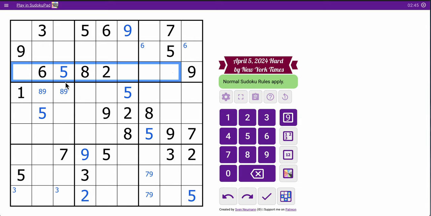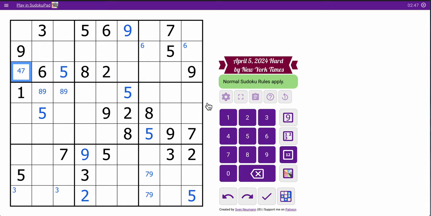2, 5, 6, 8, 9. I need 1, 3, 4, and 7 to fill out row 3. These are from 1, 3, 4, and that's not 3. Let's see. Row 1. 3, 5, 6, 7, 9. I need 1, 2, 4, 8. It goes like that. Okay, this is from 1, 3, 4, 7 to fill out the box.